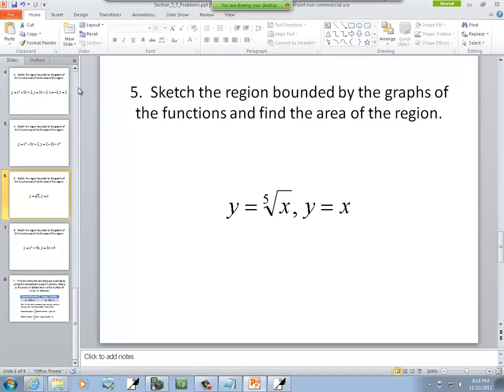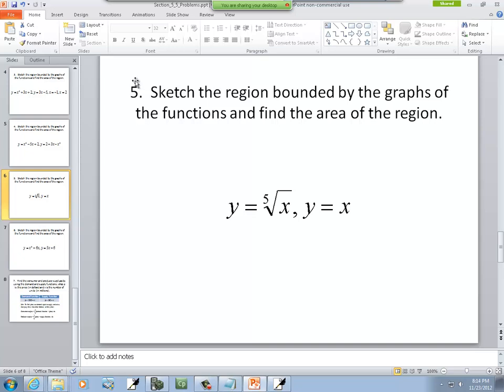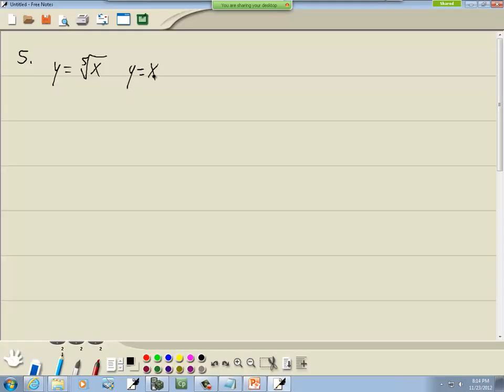Sketch region bounded by the graphs. Find the area of the region. So we got y is equal to the fifth root of x, and y is equal to x. Well, let's find our points of intersection first. So I'm going to set the two equal to each other. So the fifth root of x is equal to x.